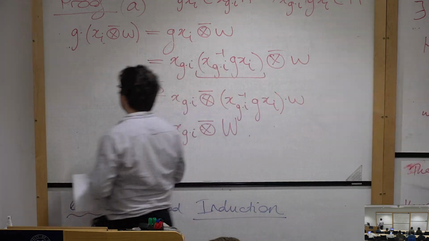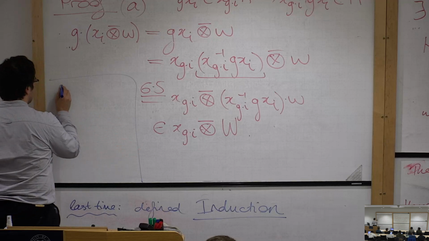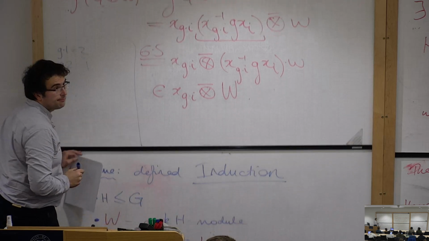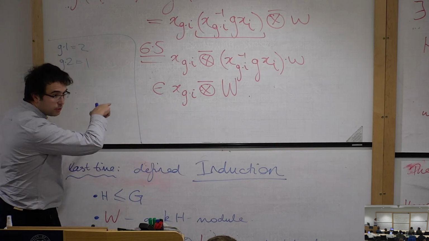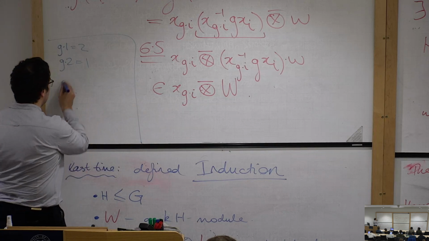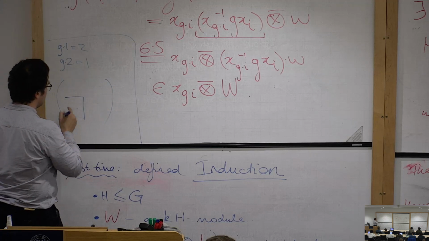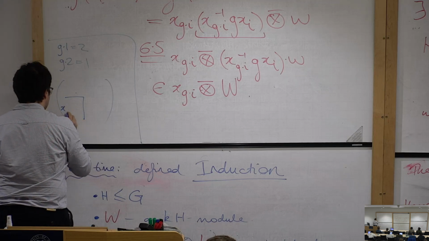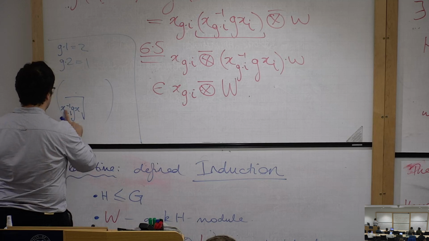So we'll do a little example maybe. Suppose it was the case that g.1 equals 2 and g.2 equals 1. What's going to happen to your matrix? Pick a basis for W, then you get a basis for the induced module in the obvious way. Right? Then, if this is true, you're going to have something in here, actually the action of, what is it? x_{g.1} inverse g x_1. That's some random element. Well, actually, this is 2, right?